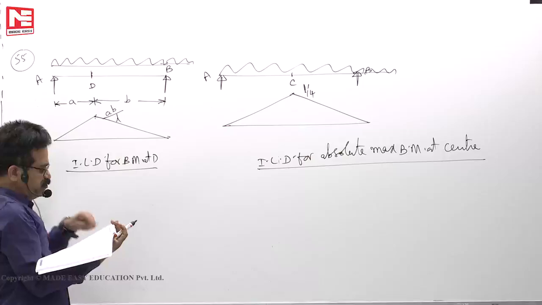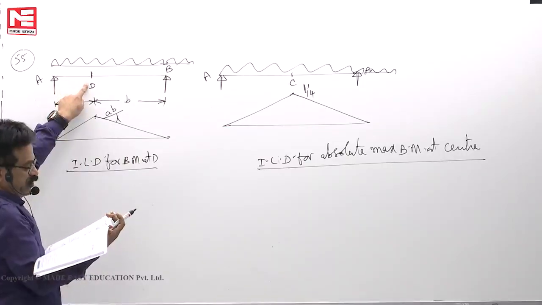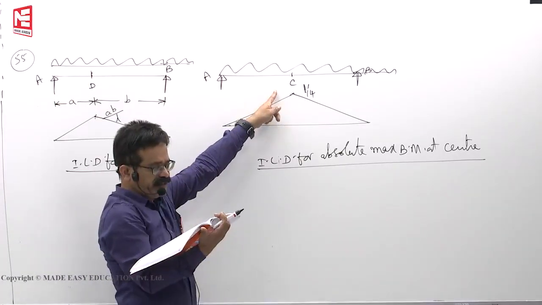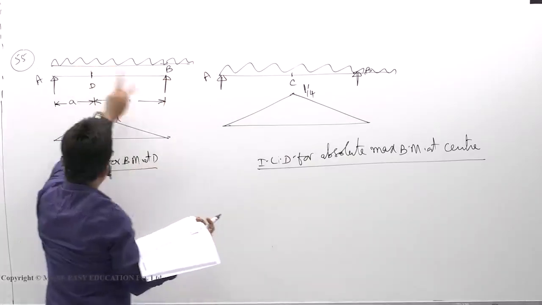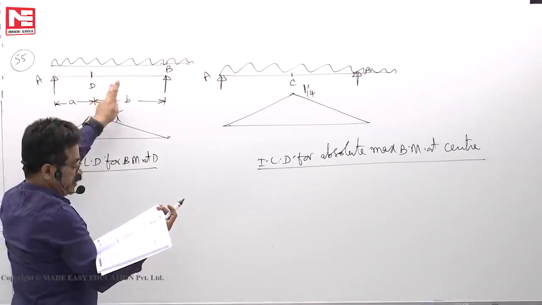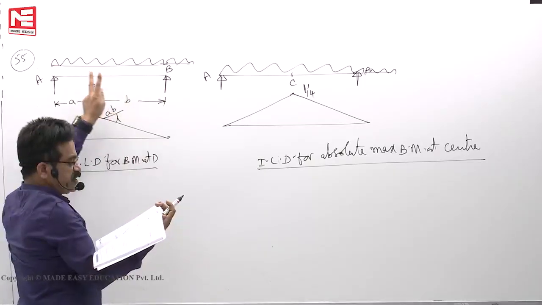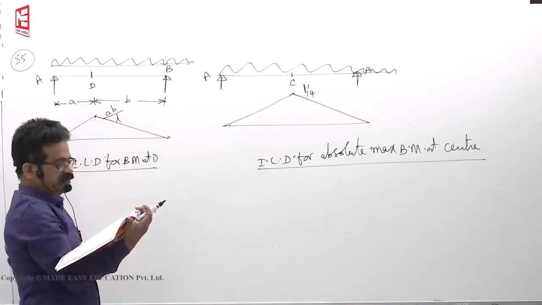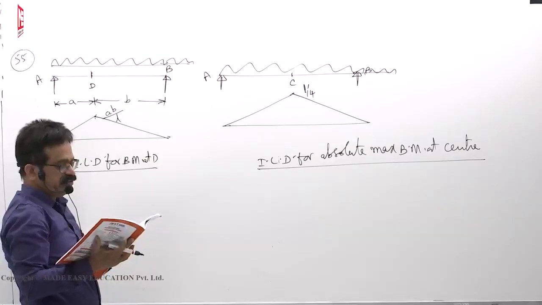Reason: whether it is maximum bending moment at a section or absolute maximum bending moment, the moving UDL should be divided by the section in the same ratio in which the section divides the span if the span is greater than the loaded length.